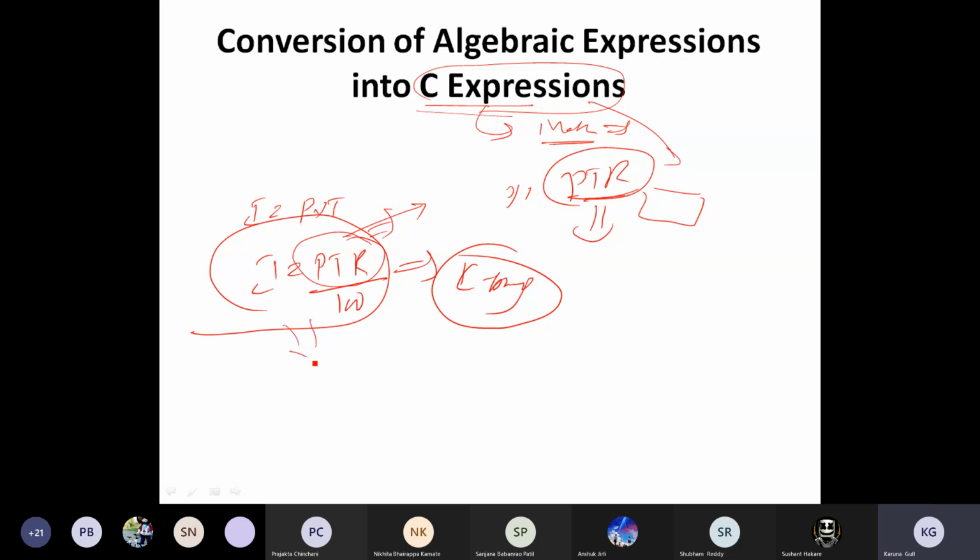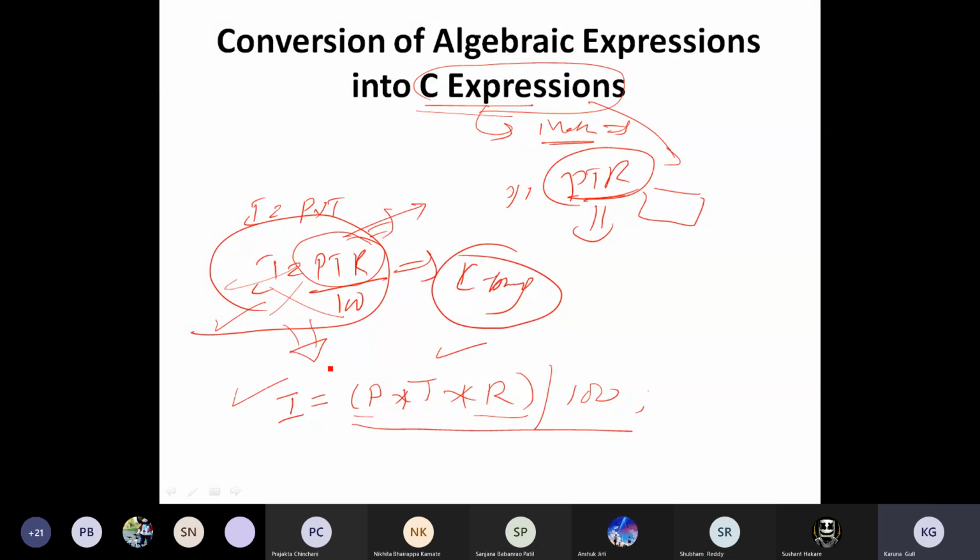Then how do I convert this? You already know. So this is the mathematical expression, and I'll write the C expression for this. I is equal to P, then multiplication, because P, T and R are multiplied, and you are explicitly telling it to the compiler that you are supposed to multiply all these things, then it has to be divided by 100. This is what you are saying. So this is the C expression. This is the mathematical expression, which is not acceptable inside the C language. You have to convert it like this.